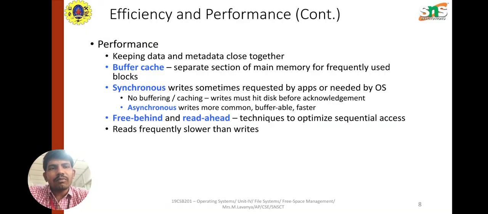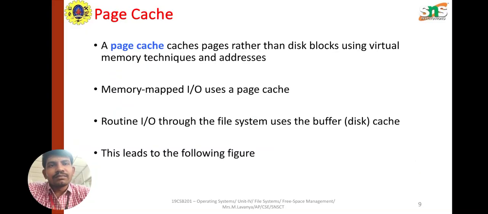Separate sections of main memory hold frequently used blocks, such as the buffer cache. Synchronous writes are sometimes requested by applications or needed by the OS, with no buffering or caching, and the write must hit the disk before acknowledgement. Asynchronous writes are more common and bufferable, and faster. Free-behind and read-ahead are techniques to optimize sequential access, and reads are frequently slower than writes.